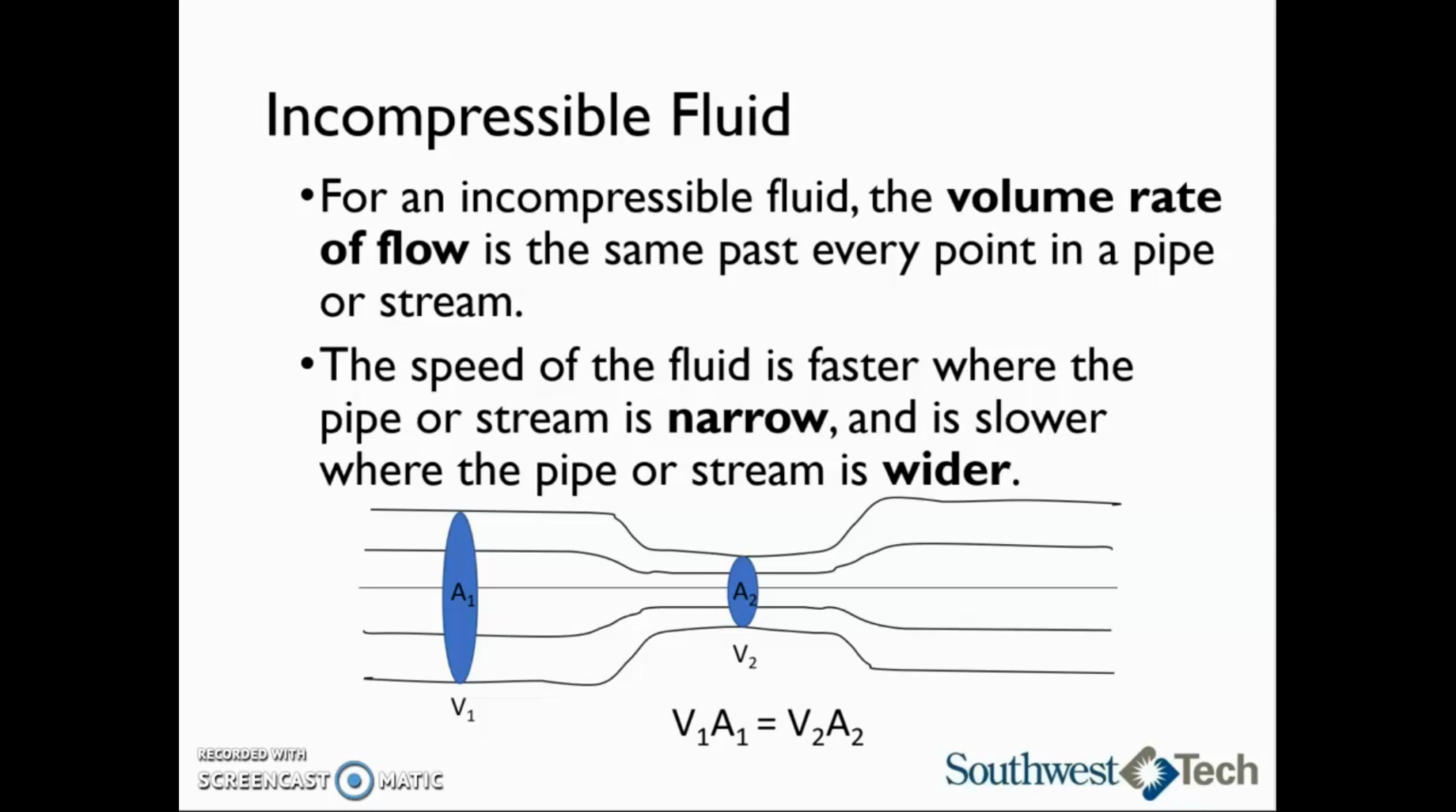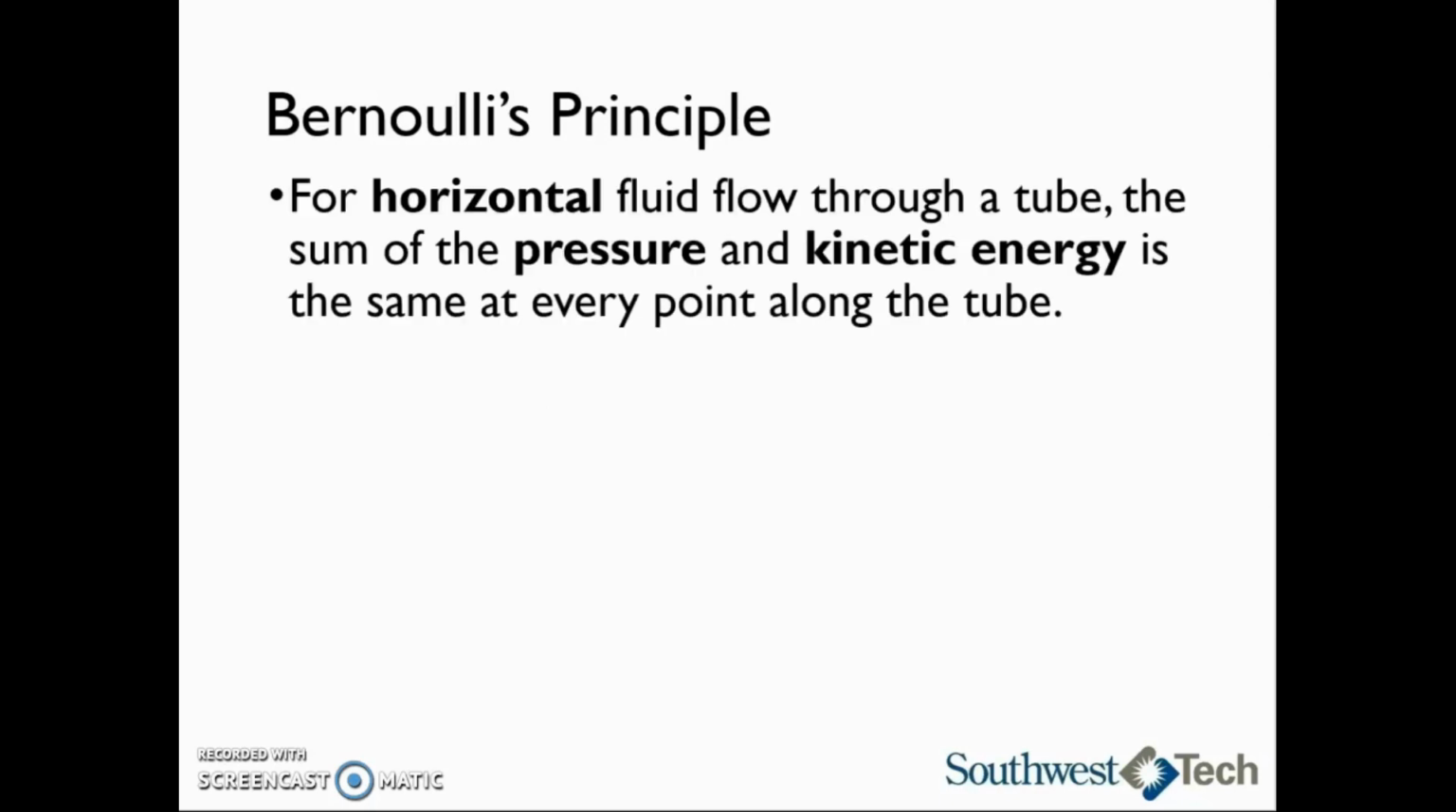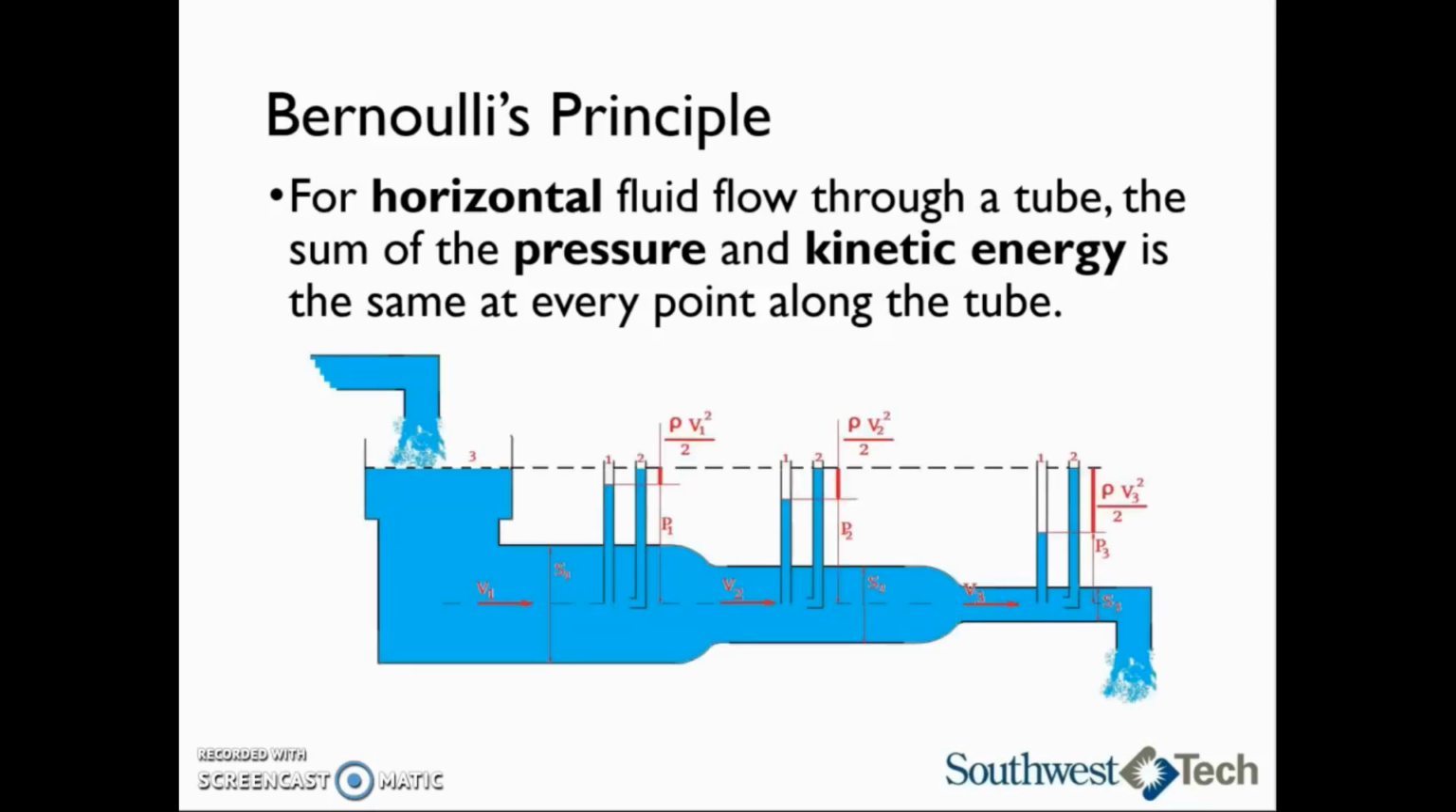speed has to increase. Bernoulli's principle tells us that for the horizontal fluid flow through a tube or pipe, the sum of the pressure and kinetic energy is the same at every point along the tube. What this means is if we have a wider part of the tube, like over here, the fluid will flow slower. If it is moving slower, then it will have less kinetic energy, because kinetic energy is dependent on the velocity. If there is less kinetic energy, then in order to have the sum of the pressure and kinetic energy the same at every point, there must be higher pressure.